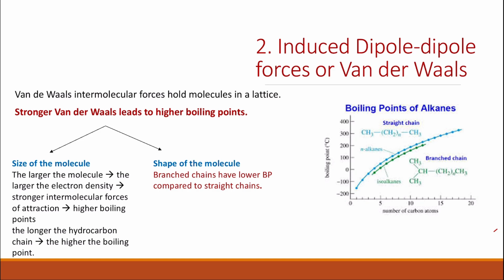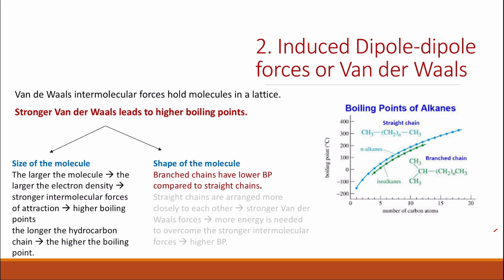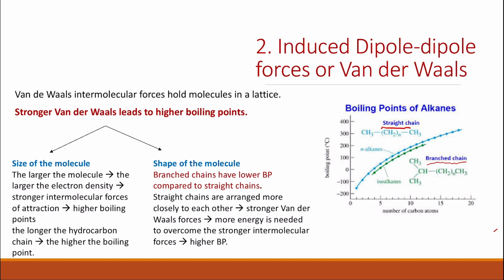What about the shape of the molecule? Branched shapes will have lower boiling points compared to straight chains. This is because straight chains are arranged more closely to each other, which means the van der Waals forces of attraction between the molecules will be stronger. So more energy will be needed to overcome the stronger intermolecular forces of attraction, and that leads to a higher boiling point. We can see that if we compare branched chains of hydrocarbons to straight chains.